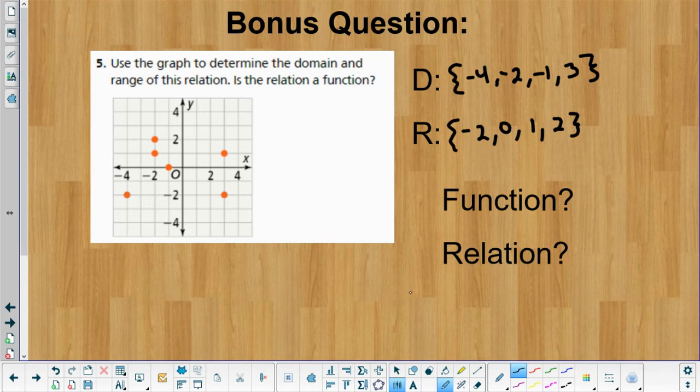Okay, is this a function? Would it pass the vertical line test? No, it is not. It failed the vertical line test in 2 different places. If I draw a line straight down here, it fails because it hits twice. And it would also fail here because it hits twice. Now, is it a relation? Could I write these ordered pairs? Yes. So sometimes it could be a relation, but not a function.